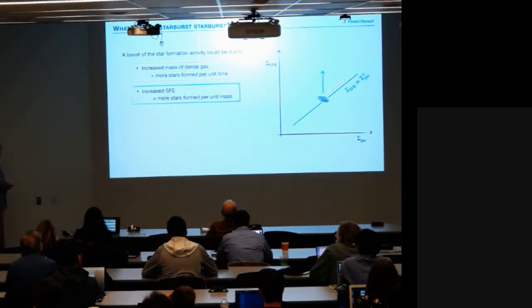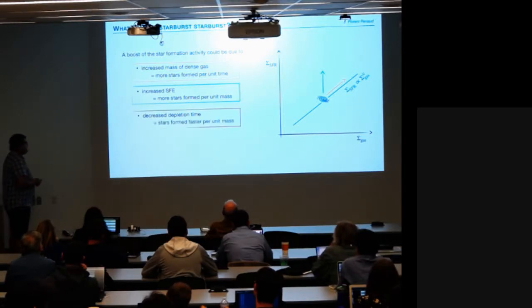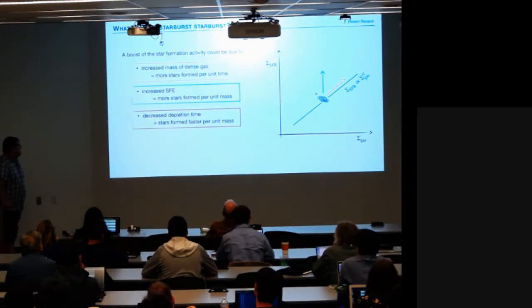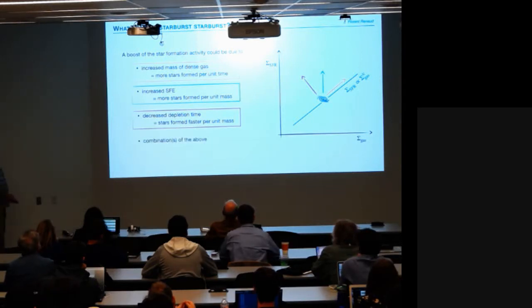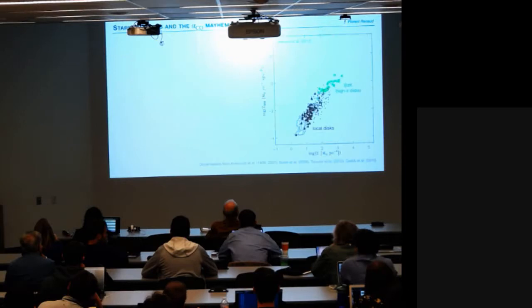And you can also have the increase of the other efficiency, so a decrease of depletion time, which means that stars are formed faster per unit mass. And this would go in that direction. Of course, it could also be a combination of all the above in different ways, and probably varying in time and in space and from galaxy to galaxy. So can we try to learn a bit more about that?